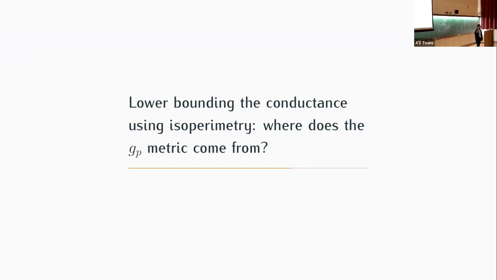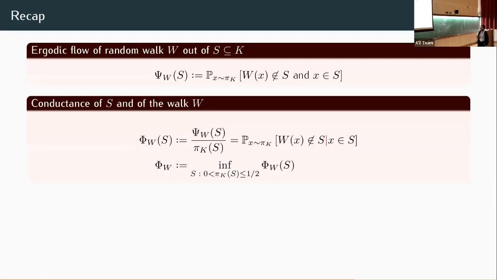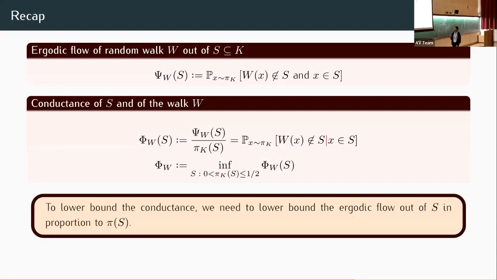Like, why should you even believe that this should let you get to the conductance bound? So just to recall, the conductance is this. It's the conditional probability of landing outside a set S when taking a walk, first choosing from the uniform distribution and then taking a step of the walk. And to lower bound the conductance, we need to lower bound the ergodic flow.